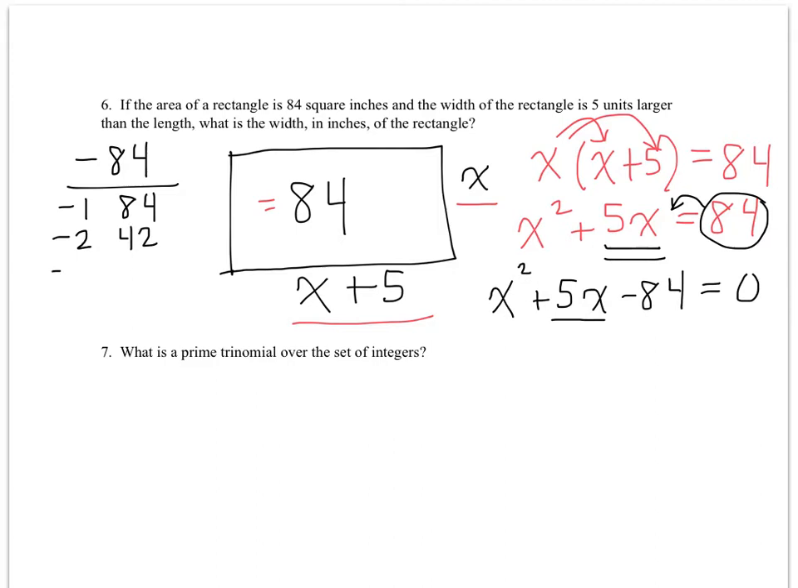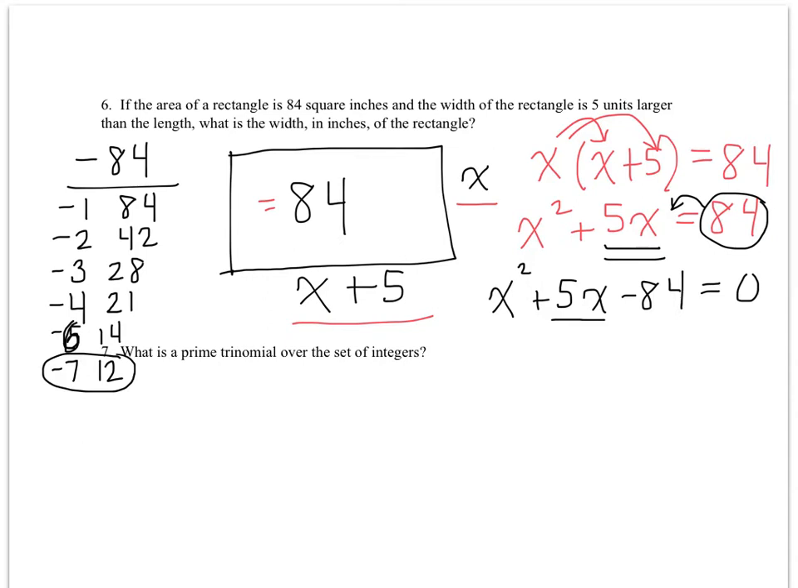3 divides it, and you have negative 3 and 28. 4 divides it, 21. 5 divides it, nope, 5 does not divide it. 6 divides it, 14. And 7 divides it, 12. We need to get to a positive 5. Those are going to be our factors.